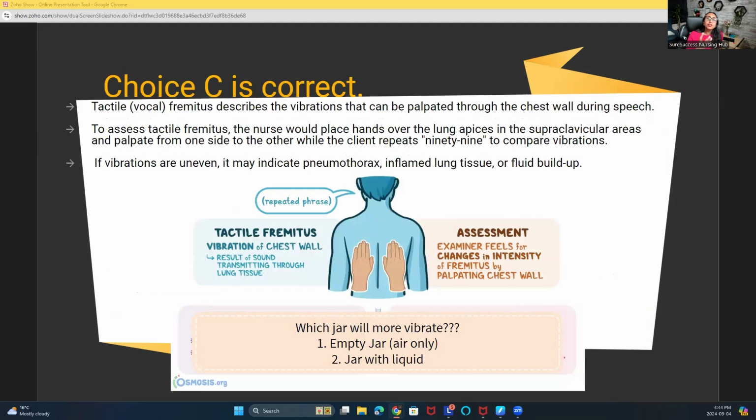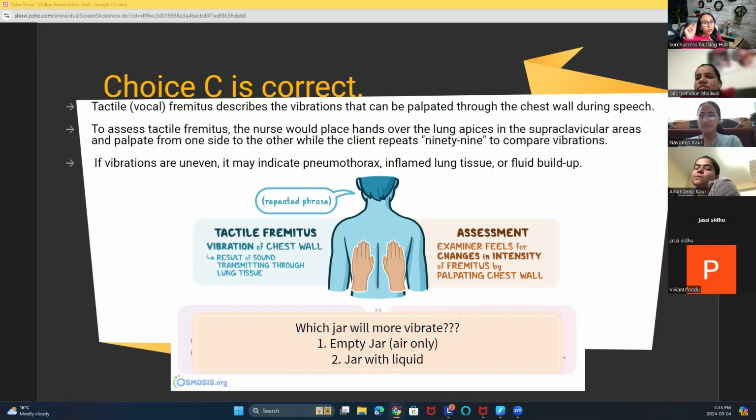What happens is, when you are touching the patient, you are sensing the vibration. For example, everybody touch your chest. When you are talking, you will feel a vibration, especially when you say the number 99. Everyone, mute yourself and say 99. Can you feel the vibration? Right? That vibration is what we want to feel. Now, what is this vibration telling you?